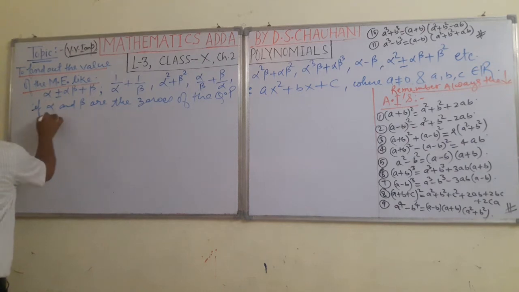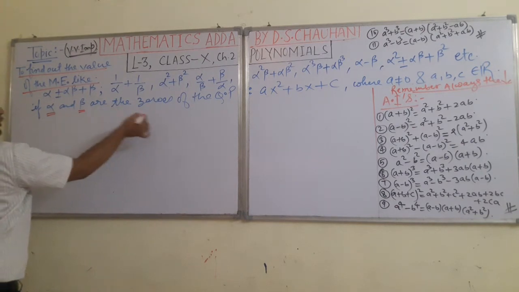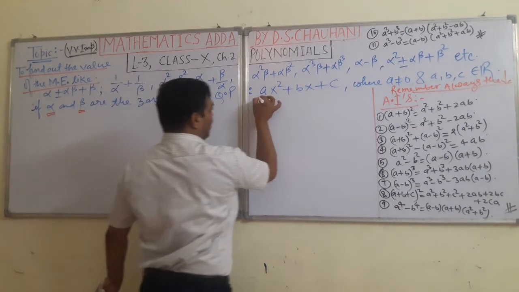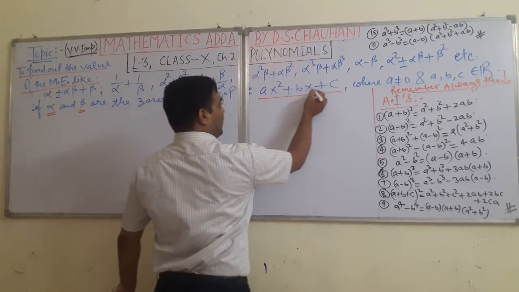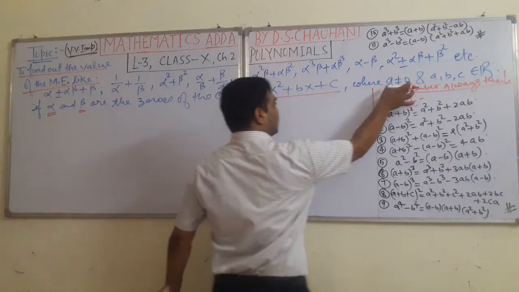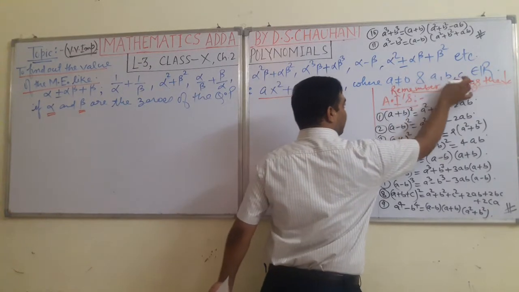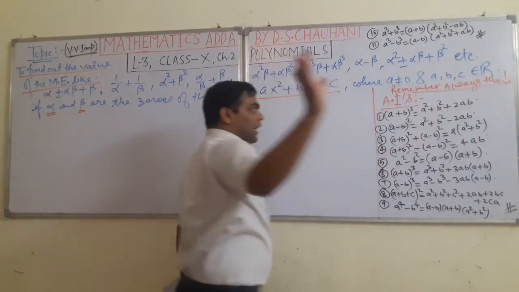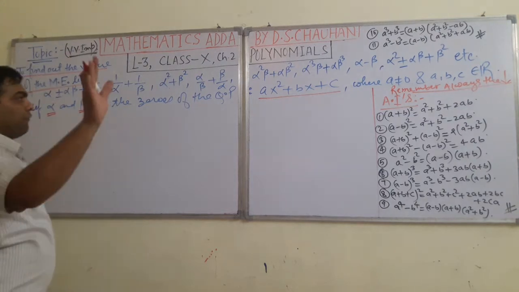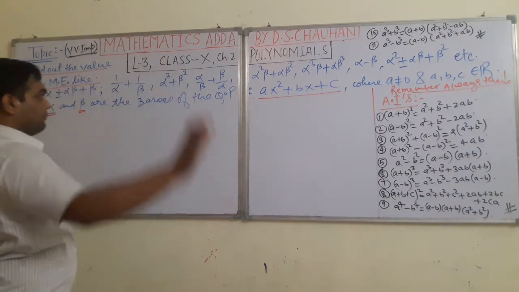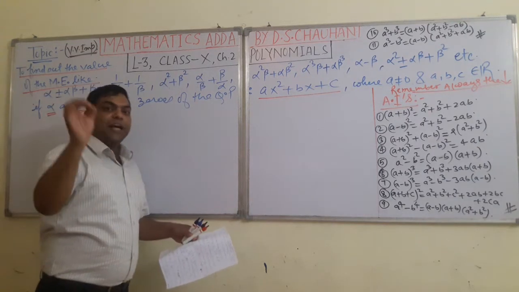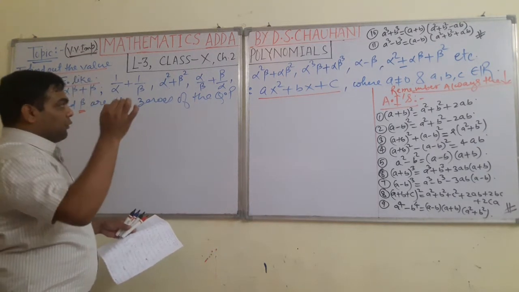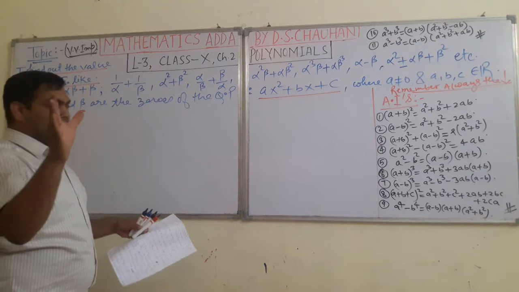If alpha and beta are the zeros of the quadratic polynomial ax square plus bx plus c, where a is not equal to 0 and a, b, c belong to the field of real numbers. All of you are too much familiar. Well students, now you try to understand one by one. I am going to explain here.